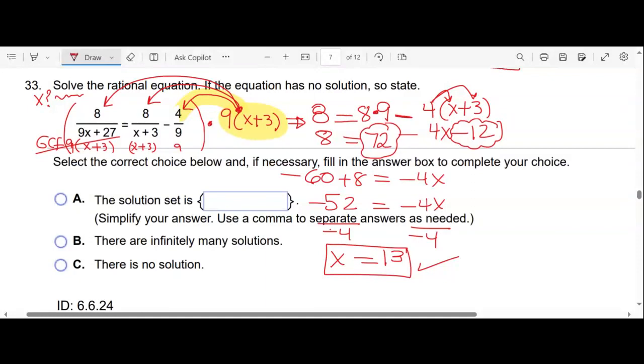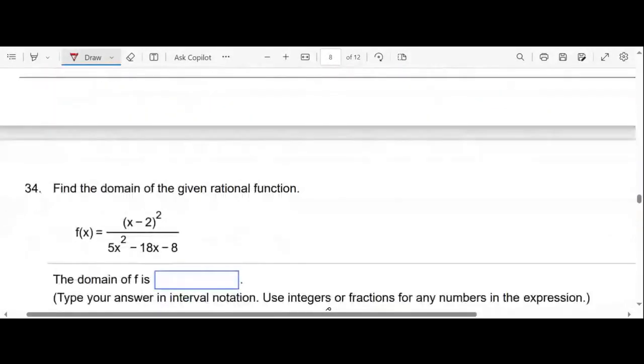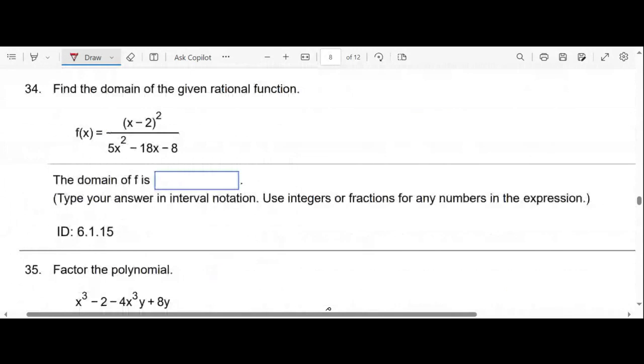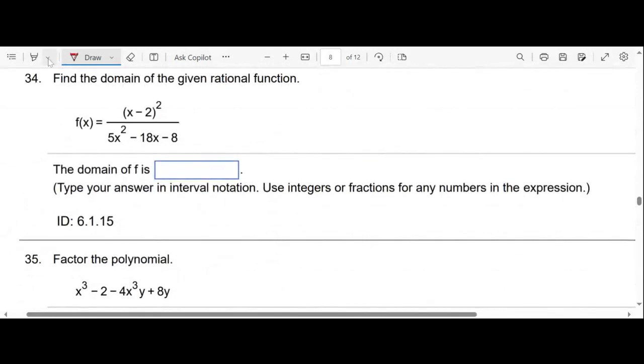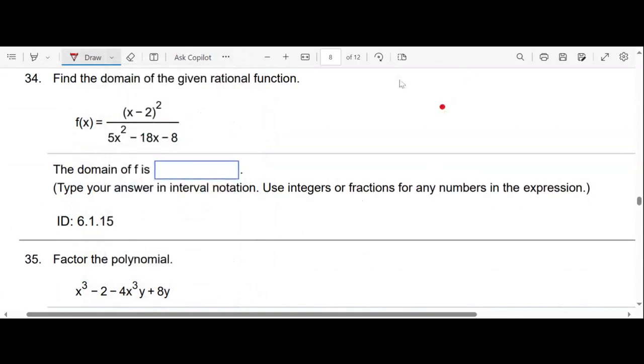Next one is 34. Read it. Find the domain of the given rational function. Okay. As soon as it says the word domain, it means any number divided by 0 is what? Undefined.